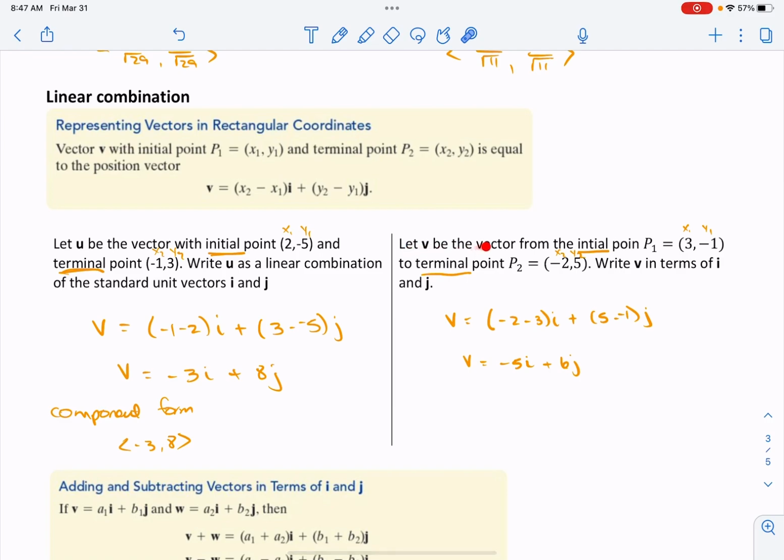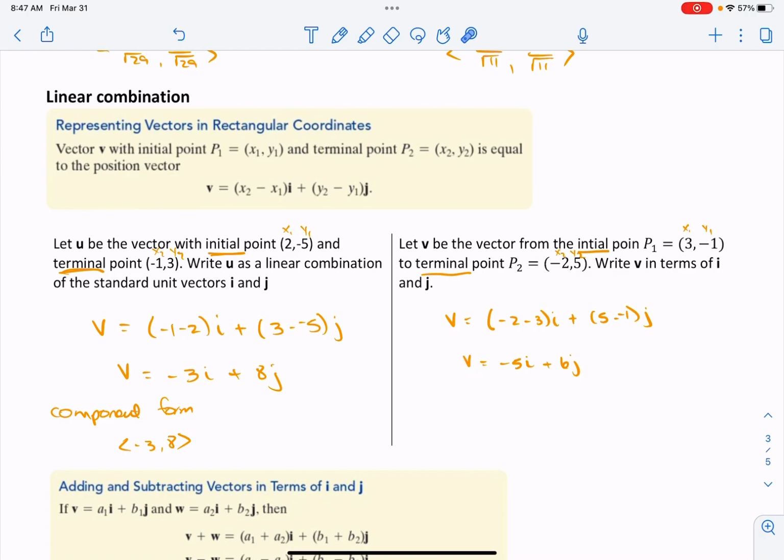So here, let v be the vector for the initial point and our terminal point. And again, they want it in linear combination. So head minus tail, so negative 2 minus 3, and 5 minus a negative 1. So we would get negative 5i plus 6j, and that would be our vector.